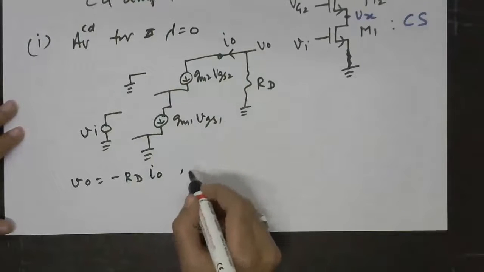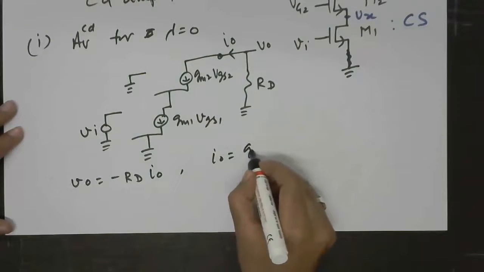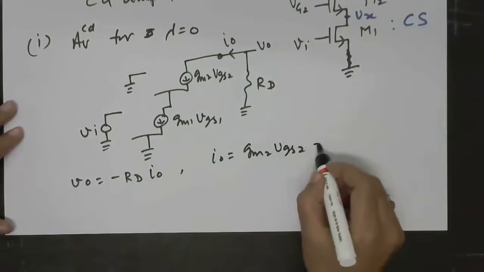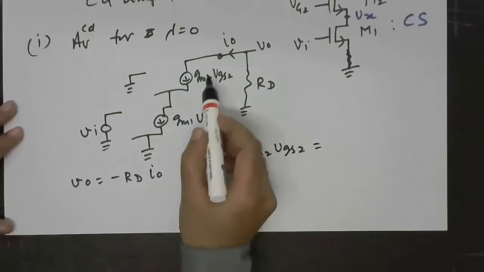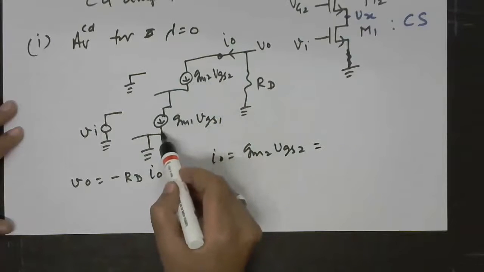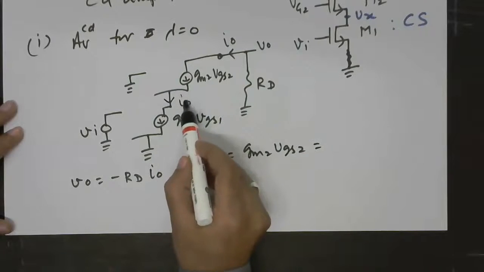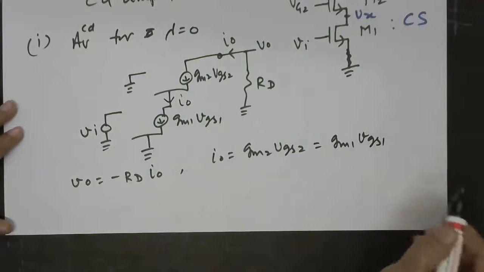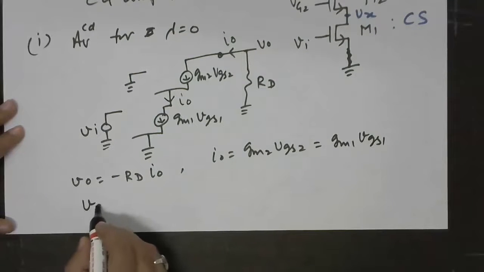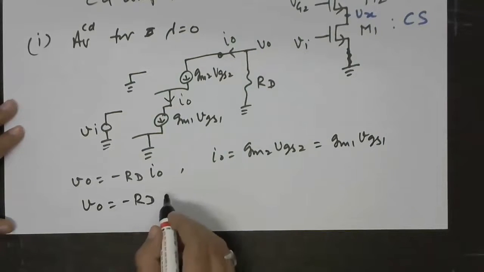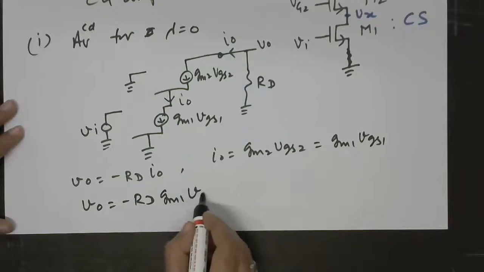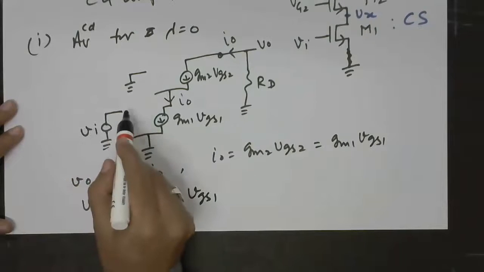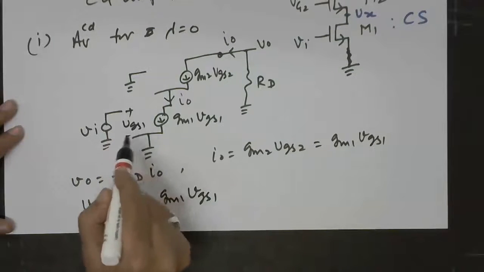Now this I0 is GM2 VGS2, and the same current then flows to the first MOS also, and this is equal to GM1 VGS1. So this output basically becomes minus RD GM1 VGS1, and now VGS1 is basically equal to Vi.